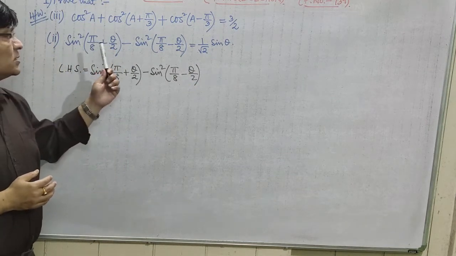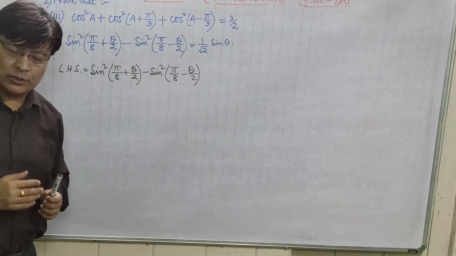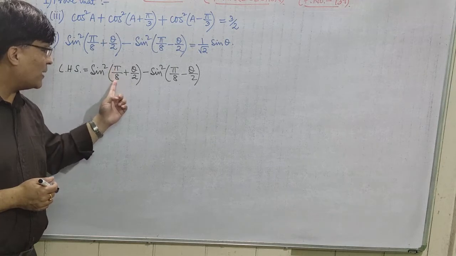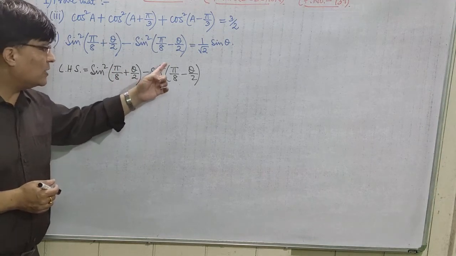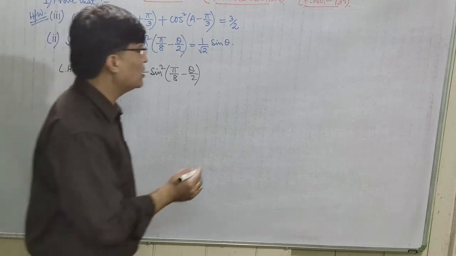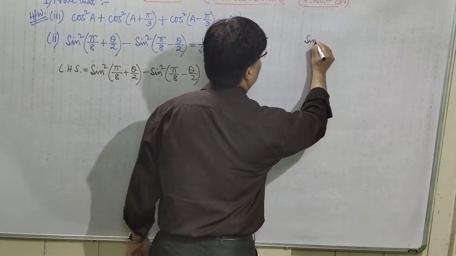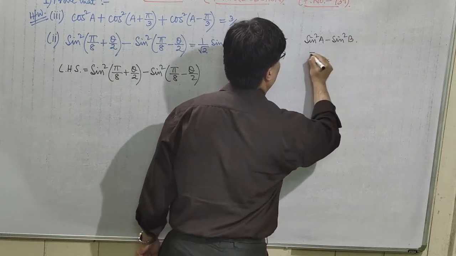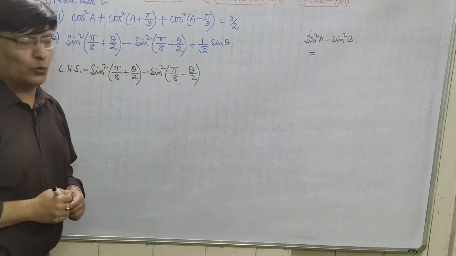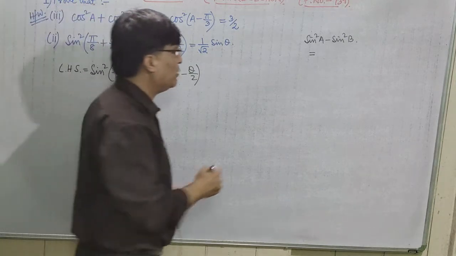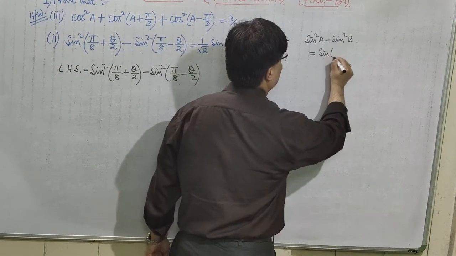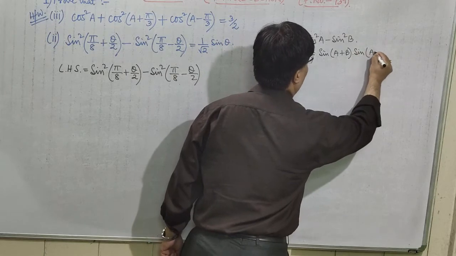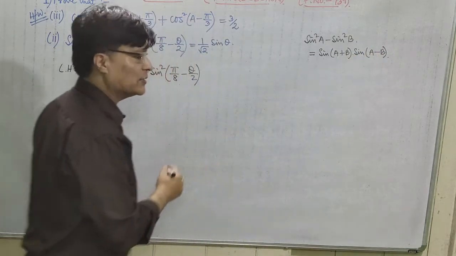So how can you prove this LHS is equal to RHS? So which formula is used in this case? So we can take this pi by 8 plus theta by 2 as A and this pi by 8 minus theta by 2 as B. So this is your sine square A minus sine square B. So what is the formula that you can use here? What is sine square A minus sine square B? What is the formula? It is sine of (A plus B) into sine of (A minus B). You can use this formula in this case.